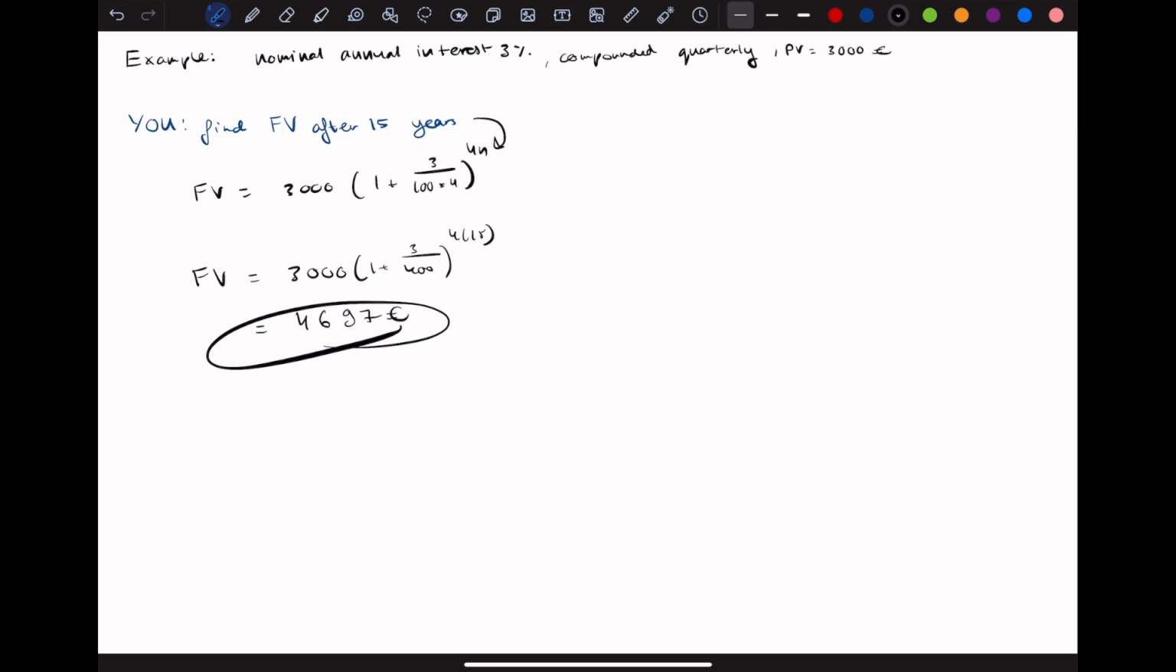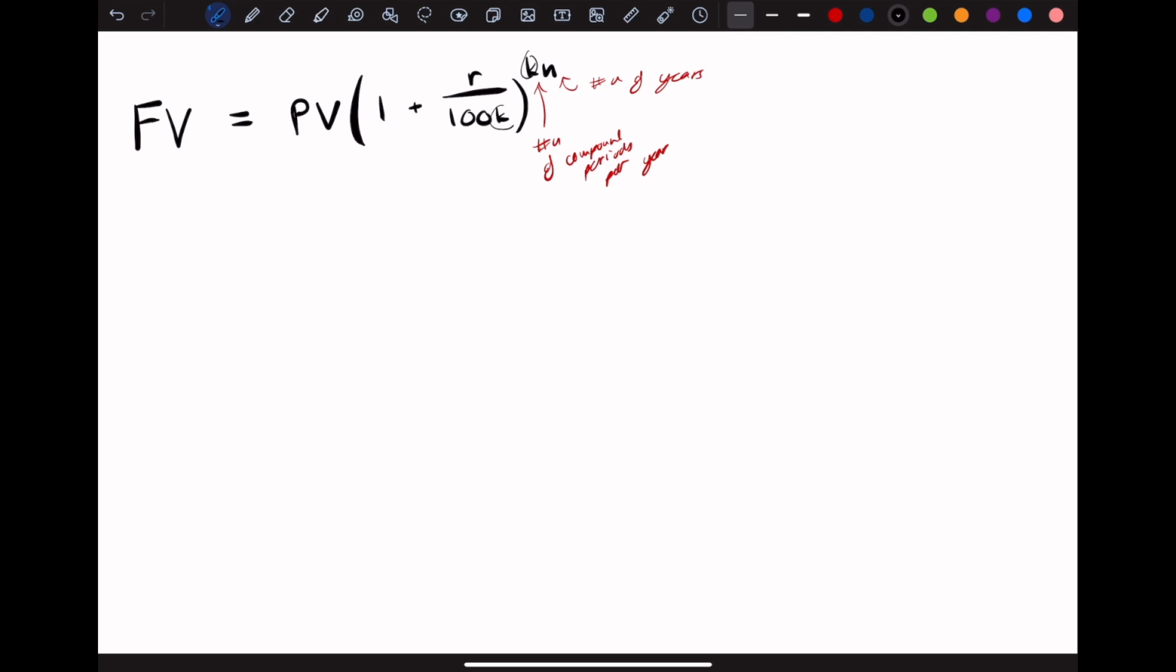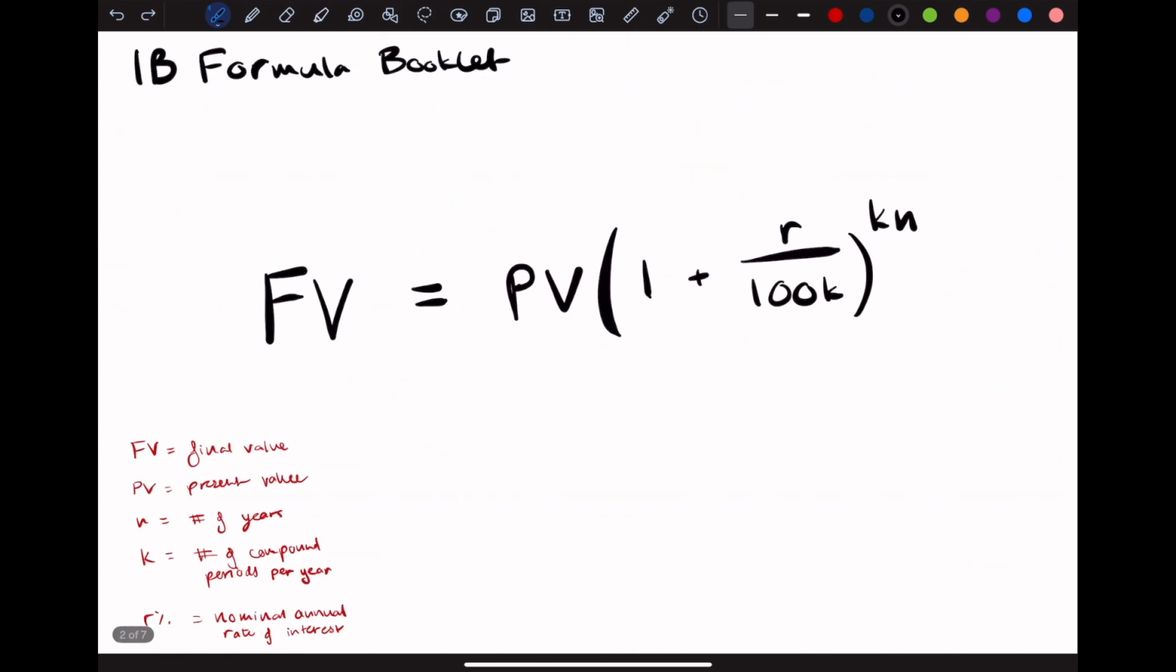So I hope this makes sense. I hope you understand, for example, what the k means, where it comes from, and why it's times the number of years. And if in doubt, just do some practice questions and try to get a feel for this formula. But I hope you're more familiar with it, and see you next time.